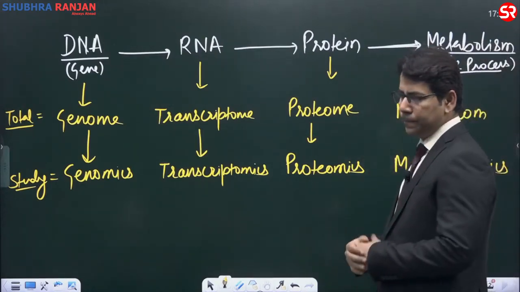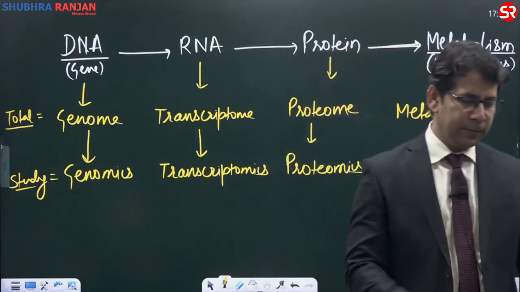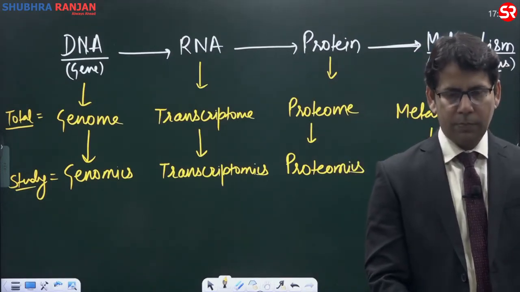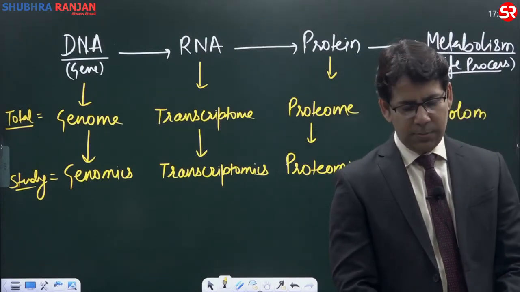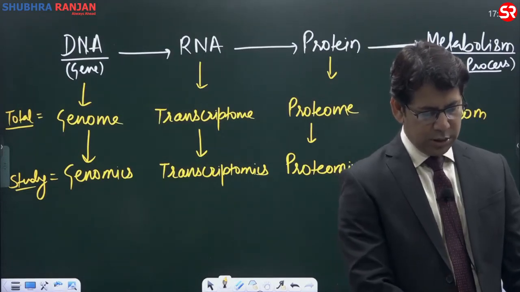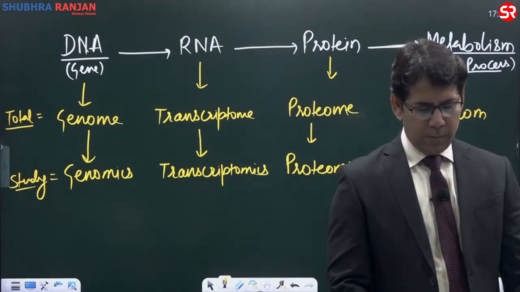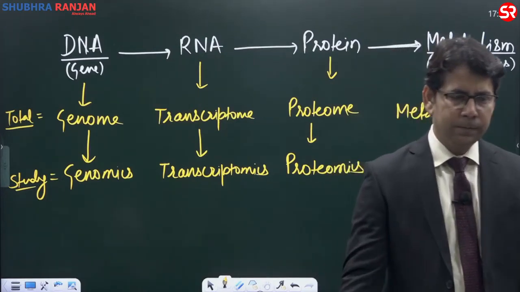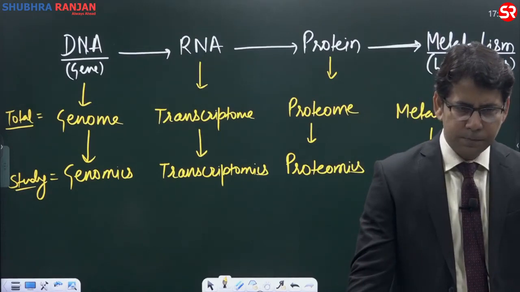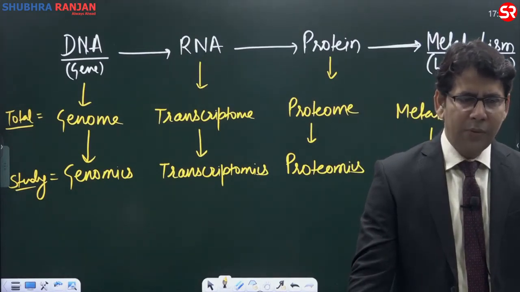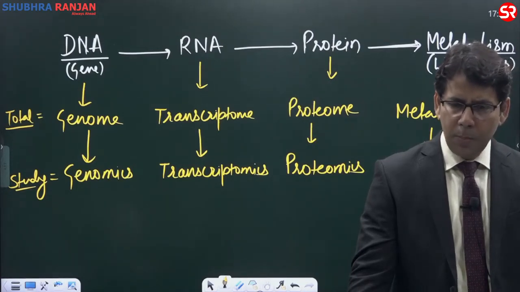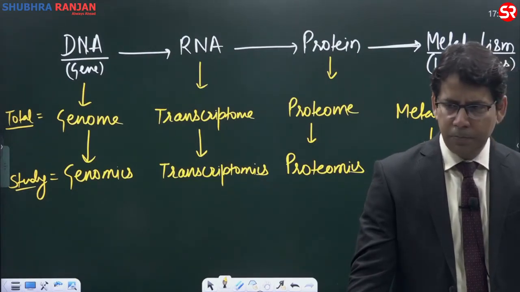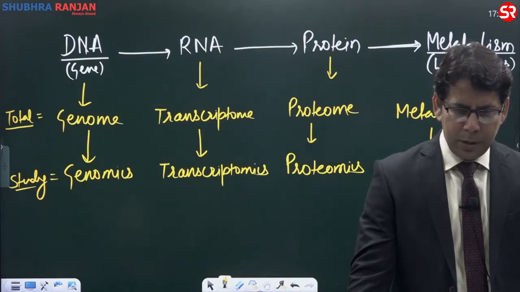Next one is metabolomics. It helps to differentiate between GM and non-GM crop, comma, healthy and diseased cell, on the basis of low molecular weight biochemicals produced during metabolic activities.